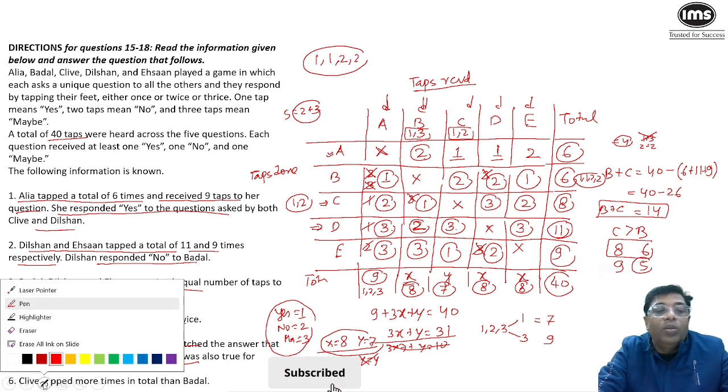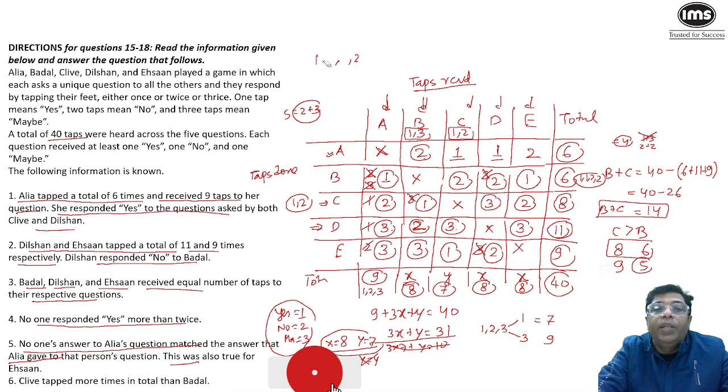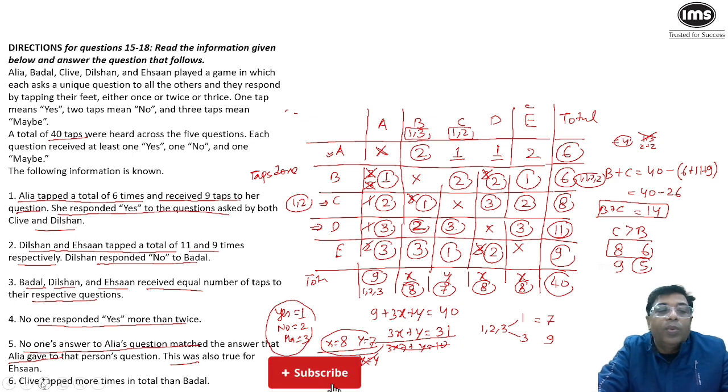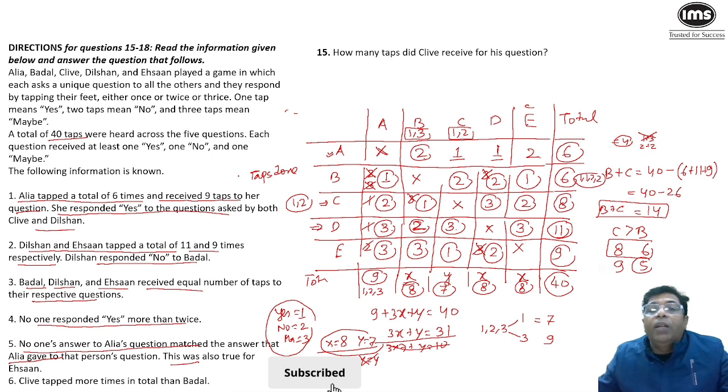Let me go through the questions one by one. Let me erase this part of the question so that we can comfortably see all the questions one by one. Let's look at the first question of this set. How many taps did C receive for his question? C receives 7 taps for his question. So for question number 15, the answer has to be 7.